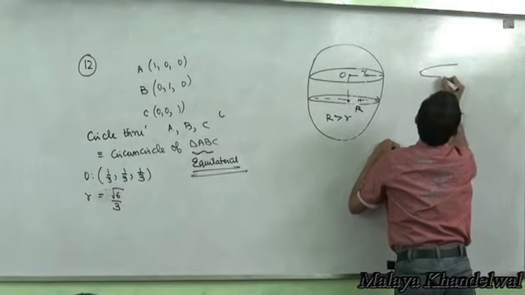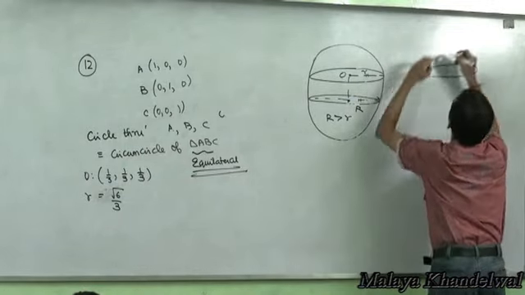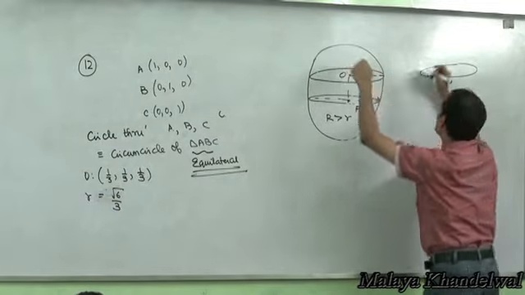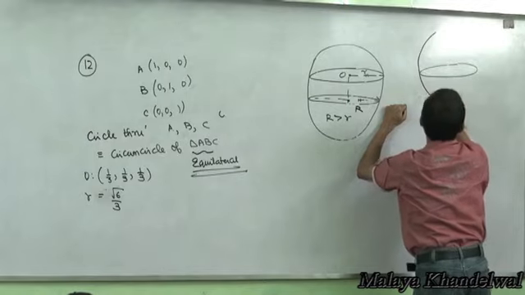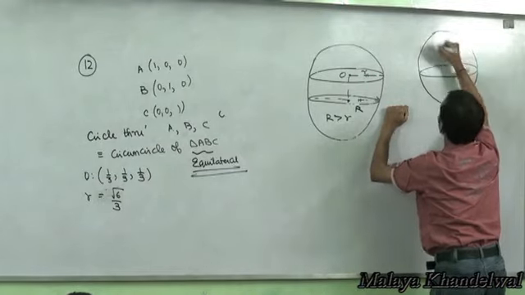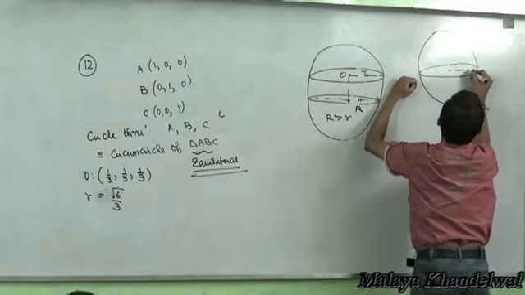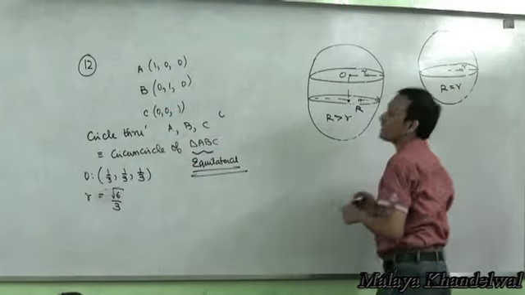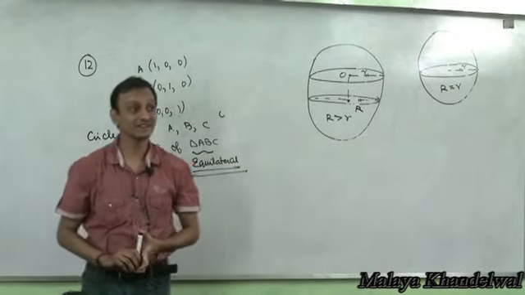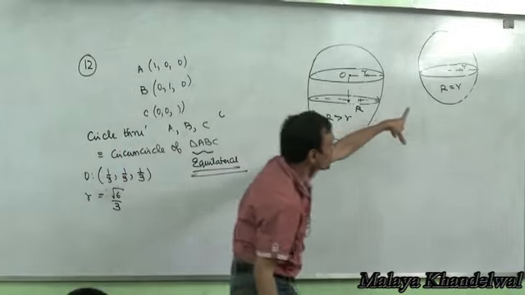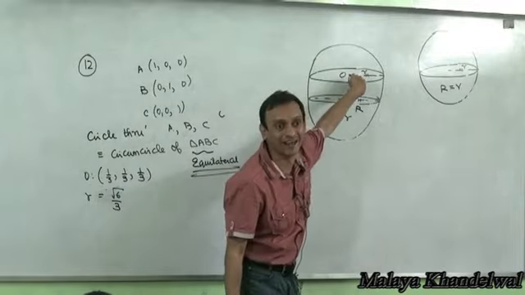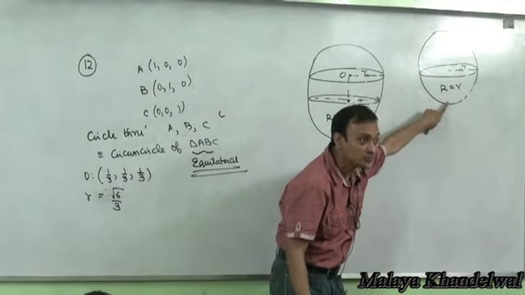So now, create a sphere in which this circle becomes the equatorial plane. So I've created a sphere in which the radius is small r. Isn't it? So do you realize that this is the sphere of smallest radius? Any other sphere will have a radius greater than small r. This is the sphere of smallest radius.